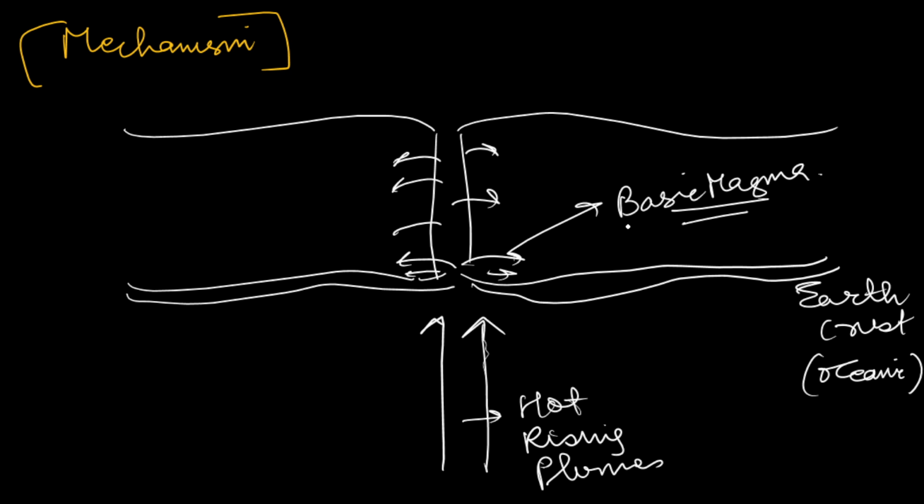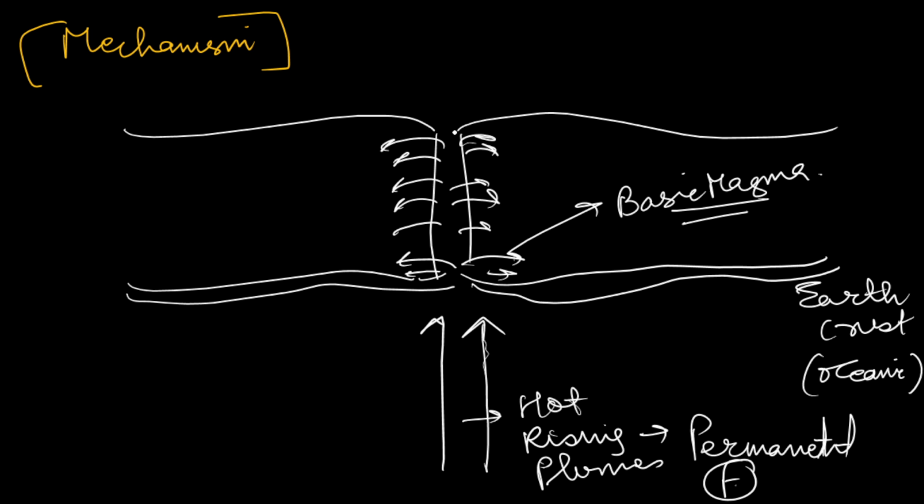And since the rising hot plumes of magma are a permanent feature, this ridge will continuously experience quiet eruption. So these hot rising plumes of magma are a permanent feature. It is not like that for a season there are hot rising plumes and then they are absent. So this is a permanent feature. That is why you will see that there is always quiet or effusive eruption around ridges, and these ridges are nothing but mid-oceanic ridges. These are ridges. This gap.